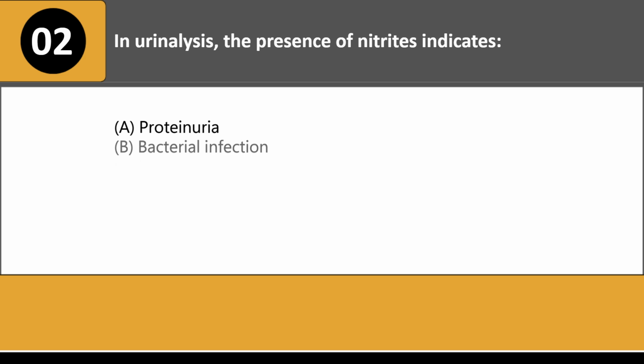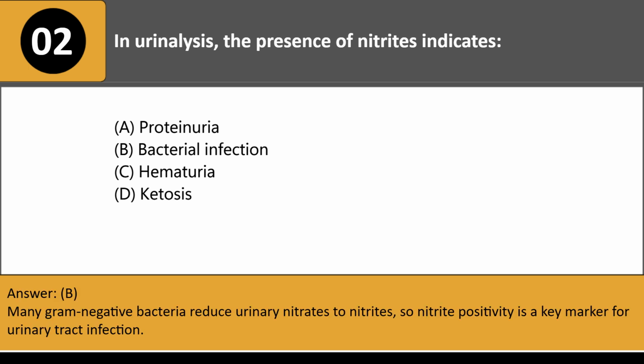In urinalysis, the presence of nitrites indicates A. Proteinuria. B. Bacterial infection. C. Hematuria. D. Ketosis. Answer B. Many gram-negative bacteria reduce urinary nitrates to nitrites, so nitrite positivity is a key marker for urinary tract infection.